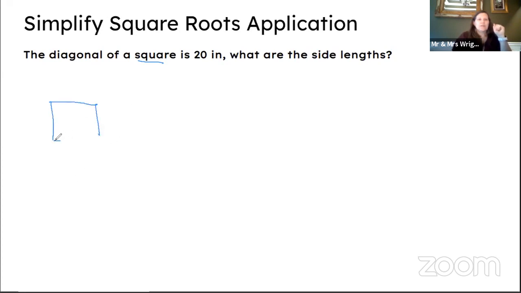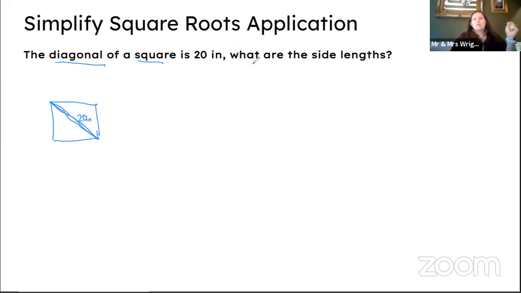Draw a square right here. Okay, not the best square, but it's a square. And I know it has a diagonal. Well, what is a diagonal? A diagonal goes from one corner to the other corner. You could choose any two corners, one corner to the opposite corner. It cuts the square exactly in half, creating two congruent triangles. And we know that that diagonal is 20 inches.